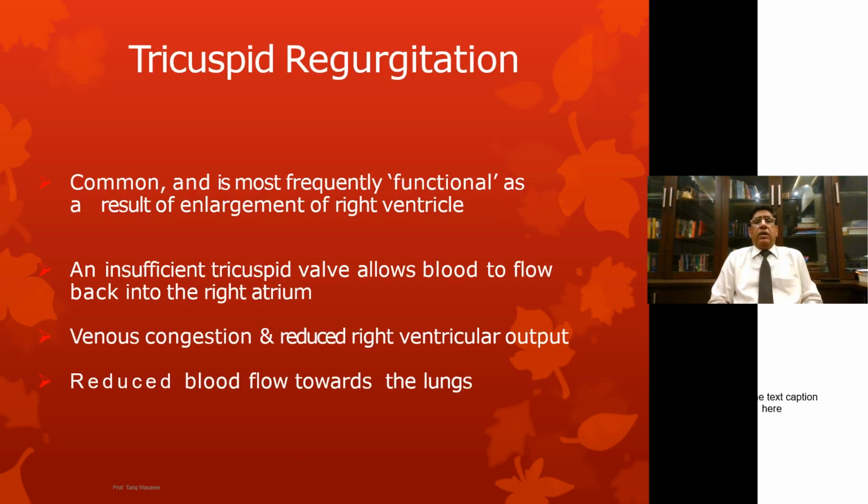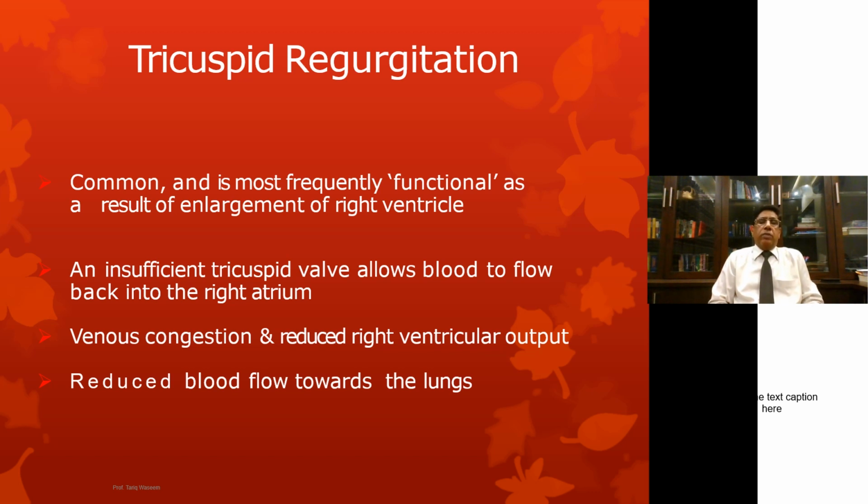So it's more common than tricuspid stenosis. It is most frequently, as I said, functional as a result of enlargement of the right ventricle. An insufficient tricuspid valve allows blood to flow back during systole from the right ventricle back to the right atrium. Instead of blood flowing towards the pulmonary artery to the lungs, it flows back into the right atrium.